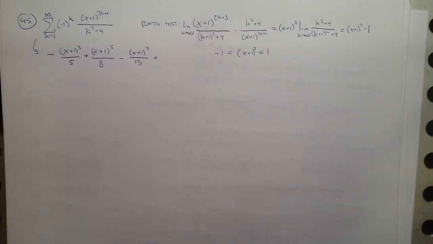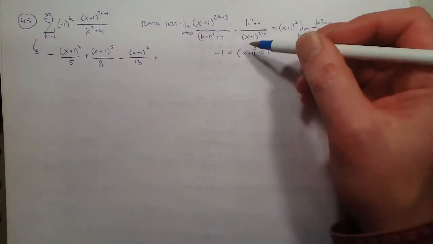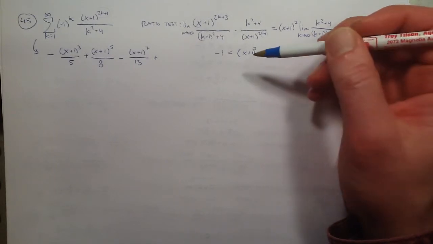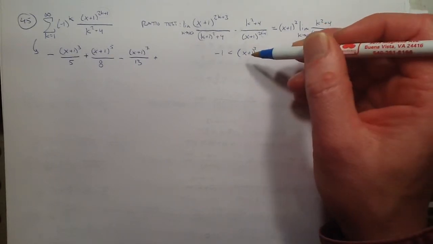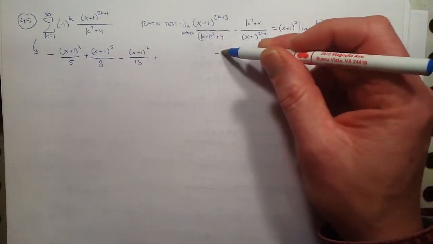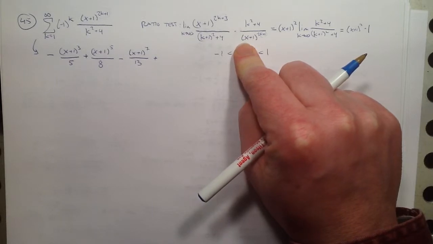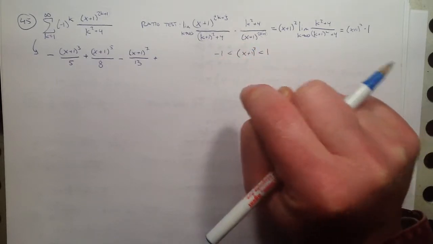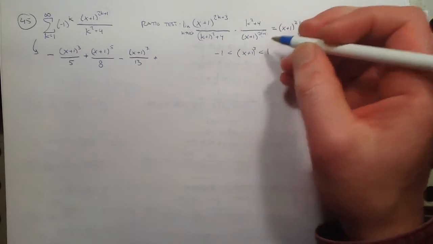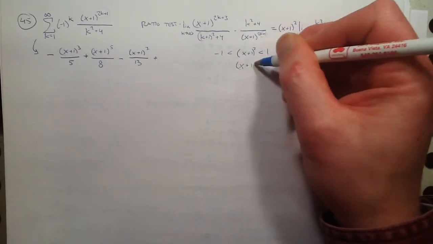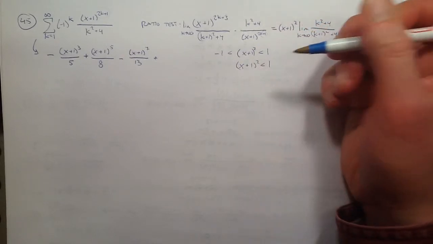Now, this is a little bit tricky, I think. Got to think about what's happening here. Now, of course, when x plus 1 gets squared, it's not going to be negative, right? And saying that x plus 1 squared is in between negative 1 and 1, well, what kind of numbers, like what does it mean to square something and have it between negative 1 and 1? It's always going to be positive, so it would be true that really what I'm interested in is this.